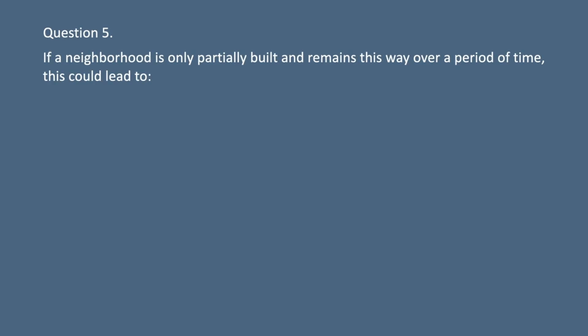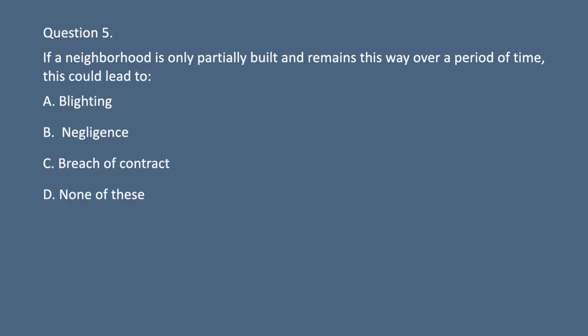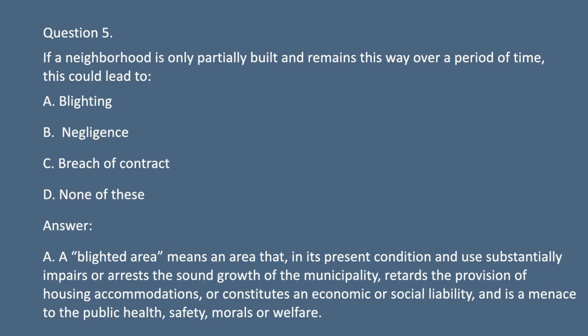Question 5. If a neighborhood is only partially built and remains this way over a period of time, this could lead to A. Blighting. B. Negligence. C. Breach of contract. D. None of these. Answer. A. A blighted area means an area that, in its present condition and use, substantially impairs or arrests the sound growth of the municipality, retards the provision of housing accommodations, or constitutes an economic or social liability, and is a menace to the public health, safety, morals, or welfare.